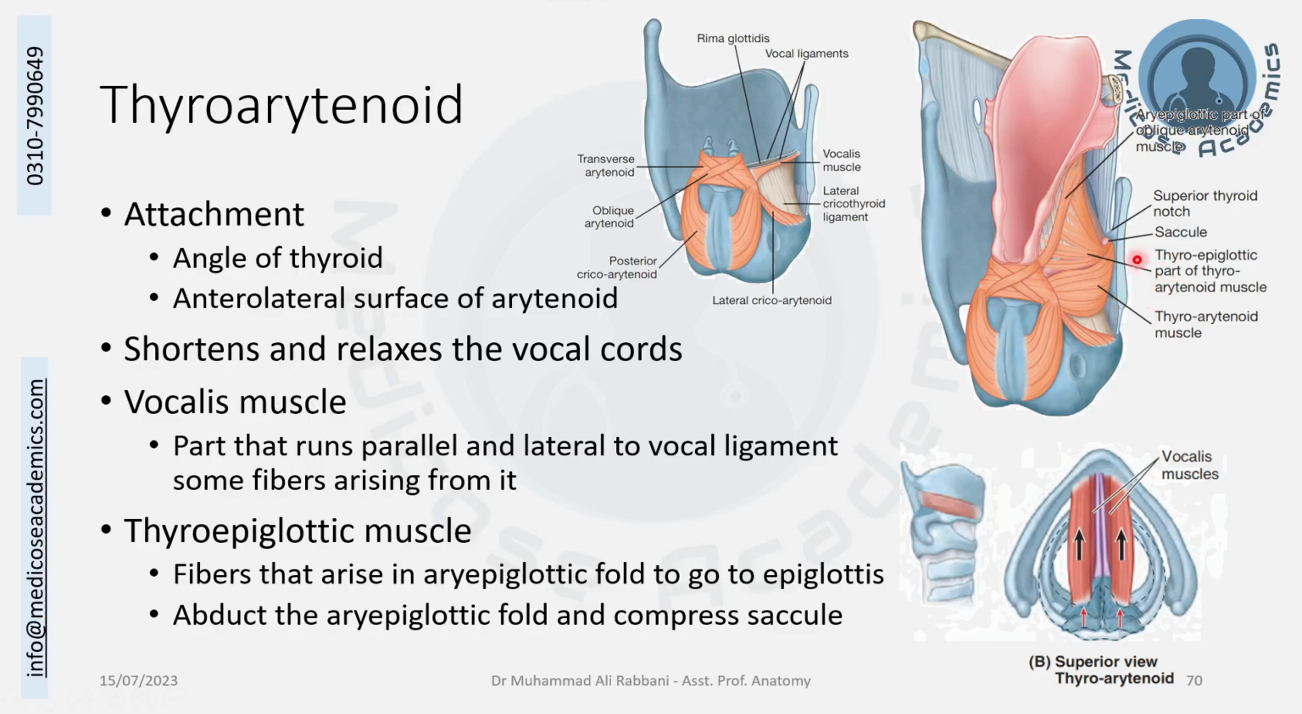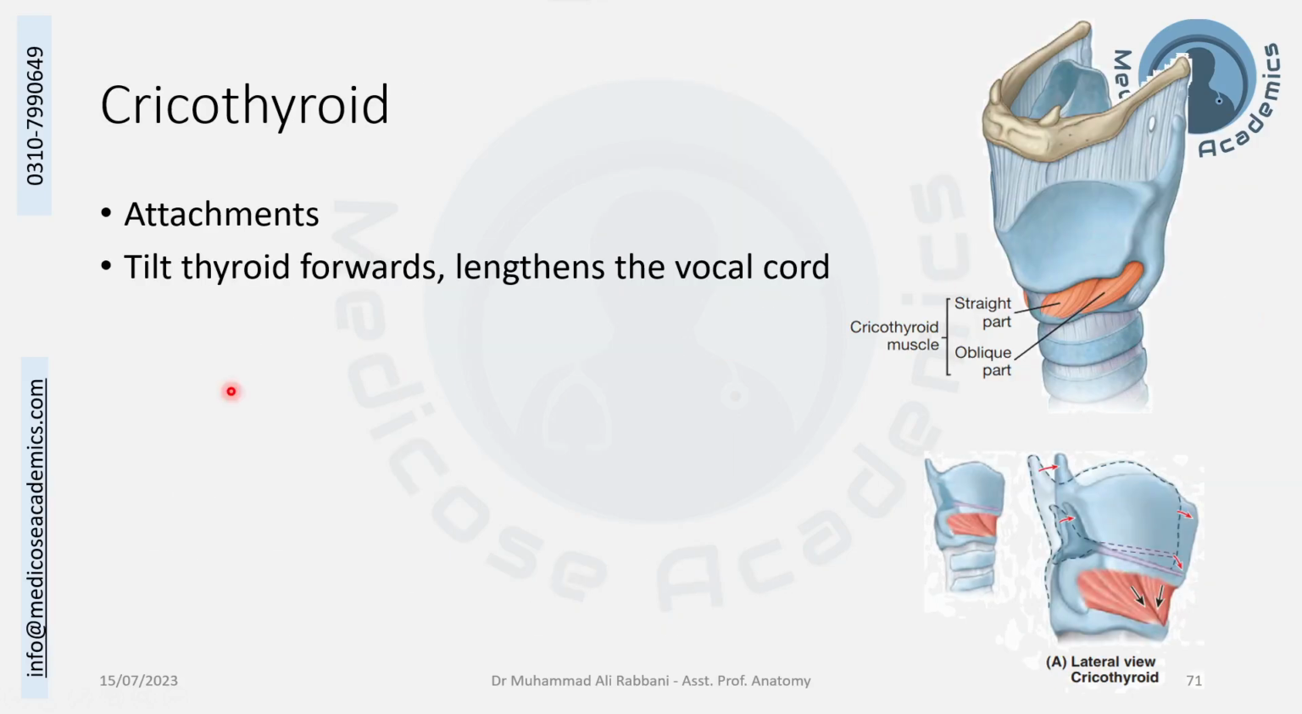As you can see, the running of all these fibers is across this saccule, the middle cavity. When these muscles contract, the saccule is compressed and the secretions that have been produced there go and supply over the vocal cords.